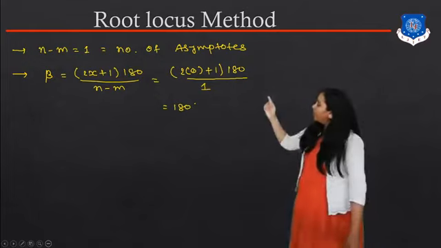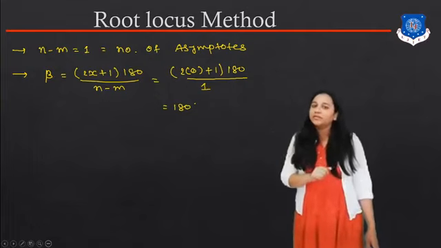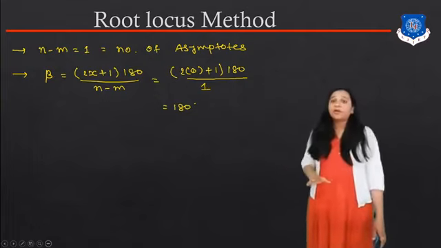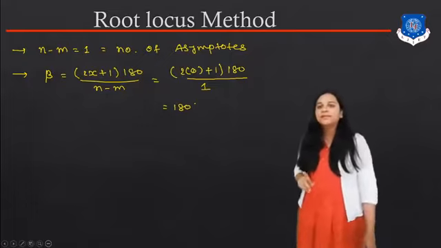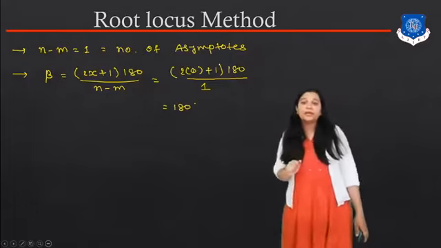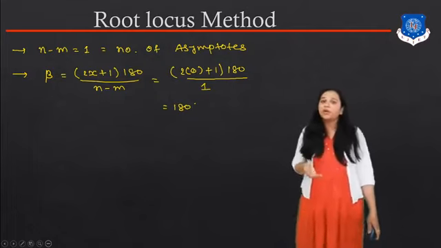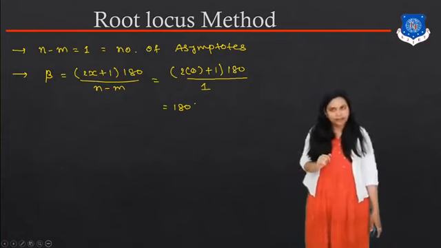Here the value of n minus m means 2 minus 1, n minus 1 is equal to 0. So we have considered only one point, that is 0. So put x is equal to 0 in this equation. We can get the angle of asymptote is 180 degrees. There is no other possibility for the angle.